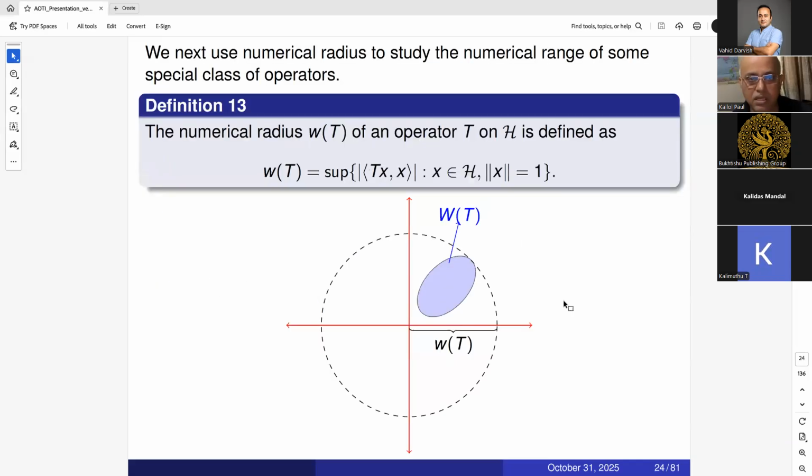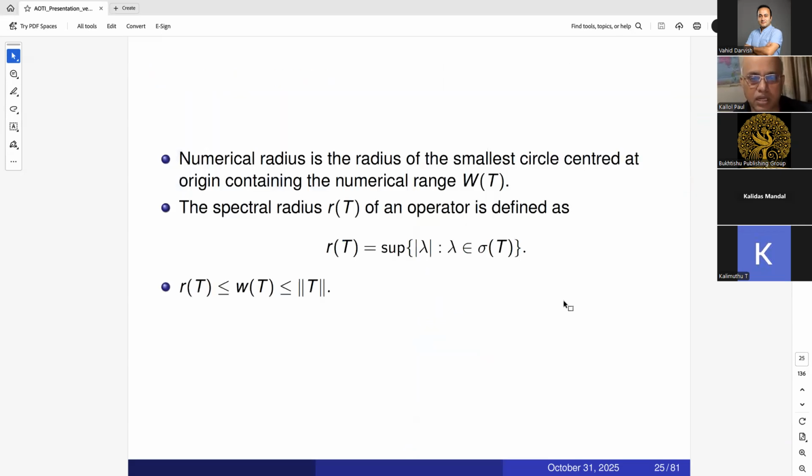So maybe I will say a few words here. If you look at this w(T), maybe I will just highlight that later on. So I will follow this presentation, that will be better for you to understand.